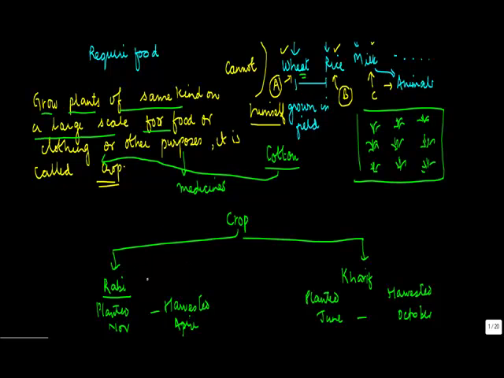So if I were to give you an example of Rabi, let's say wheat. You know that wheat is harvested in April when you have the festival of Baisakhi in India, right? And let's say Kharif will be rice. All the new rice basically comes towards the October mark. So that's the concept of crop and the type of crops in India.